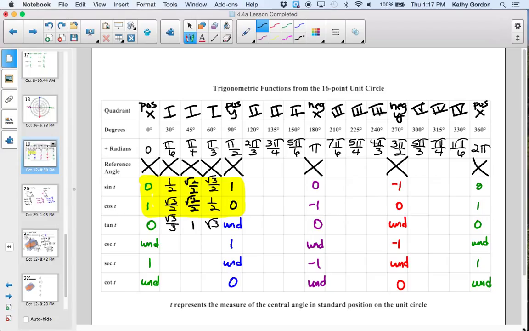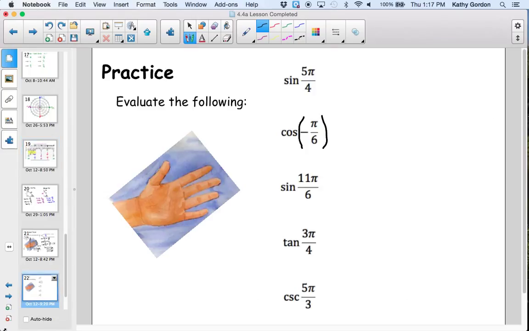All right, so a little bit of practice here to make sure we're on the right track. Go ahead and evaluate those 5 trig expressions.